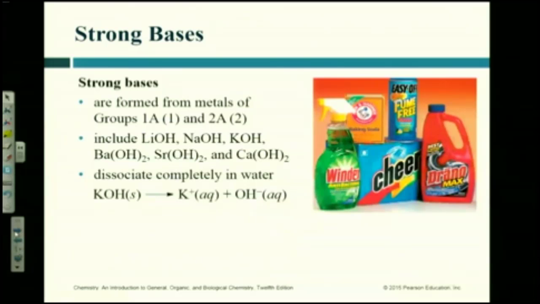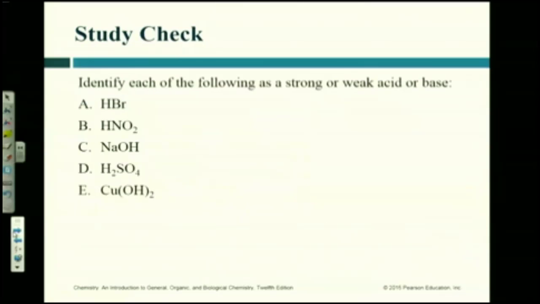Now, strong bases are formed from group 1 and 2 metals. When you have a transition metal with hydroxide, it's normally a weak base. It doesn't fully dissociate. Okay. We're not going to worry about strengths of bases quite so much. So, I want you to tell me, strong or weak acid? Well, number one, acid or base, and then we'll talk about strong or weak.